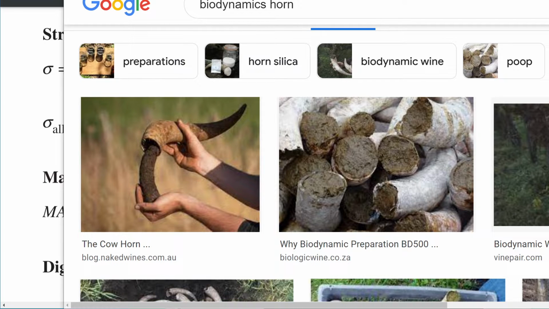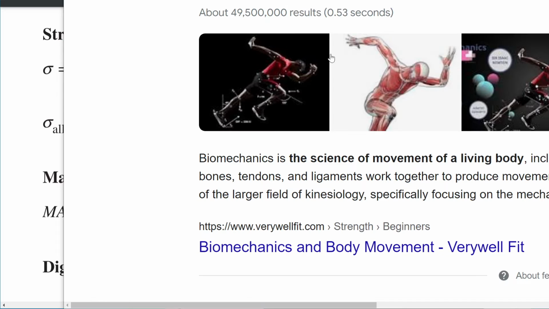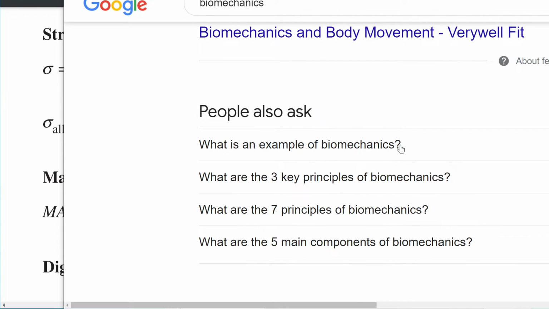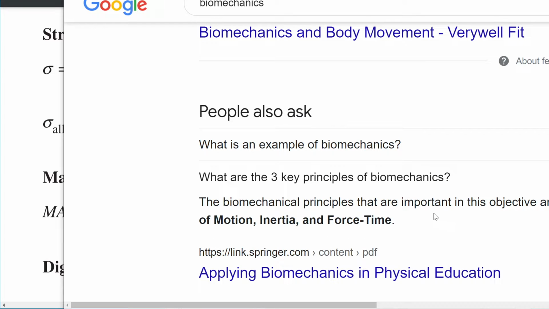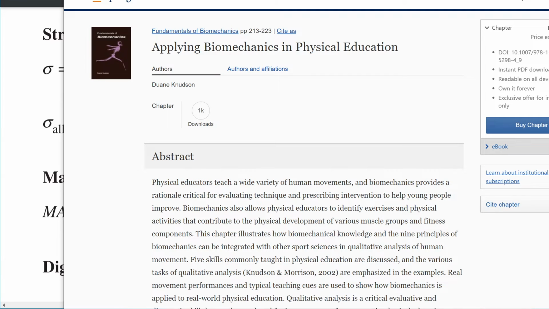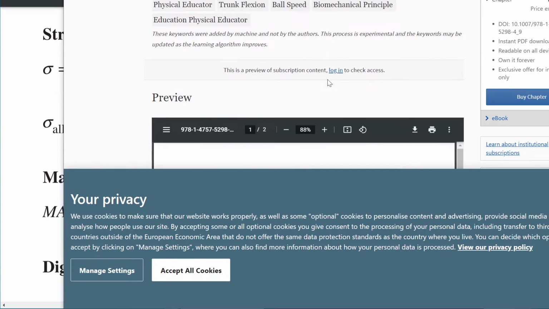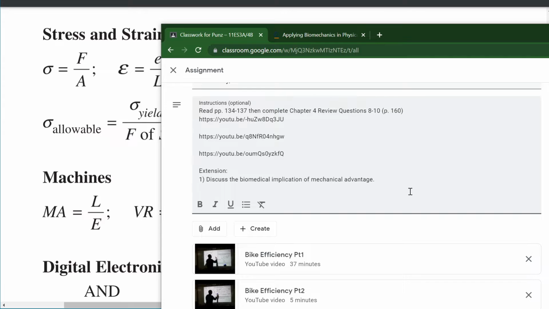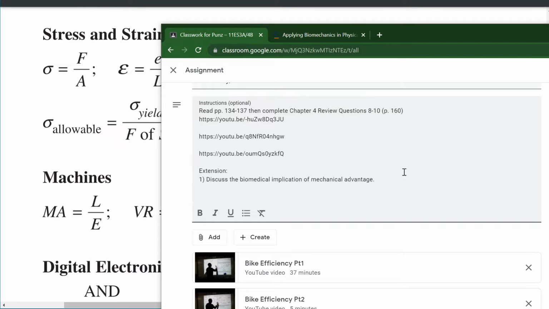Anyway, leave that for something exciting for you guys to look up. Whereas biomechanics and movement, what are the 3 key principles of biomechanics? There we go. We'll copy that. No, that's too hard for you. Anyway, I'll chuck in something about 2.